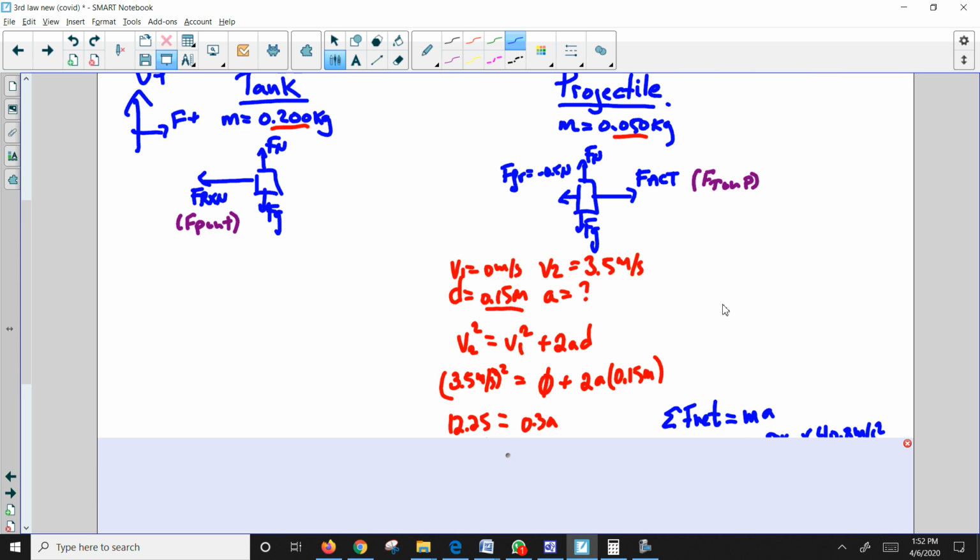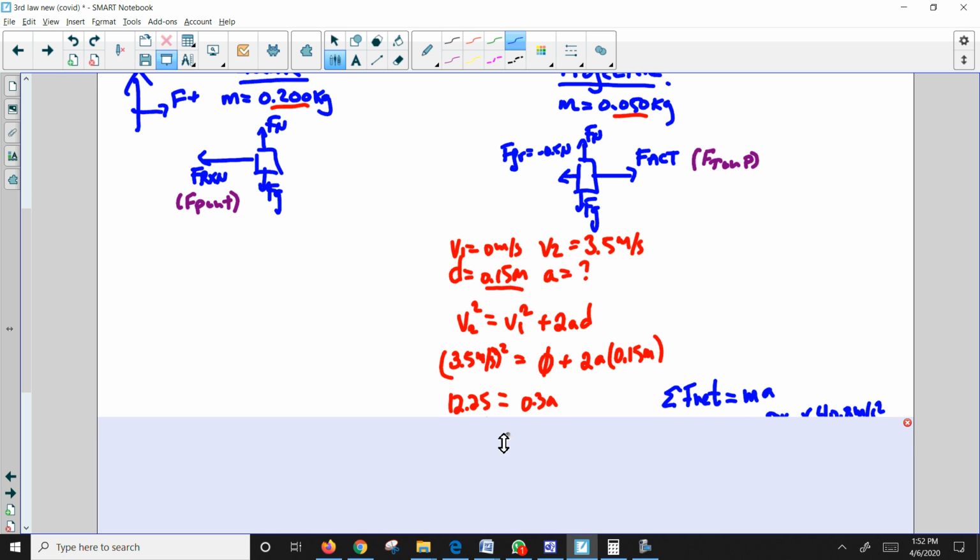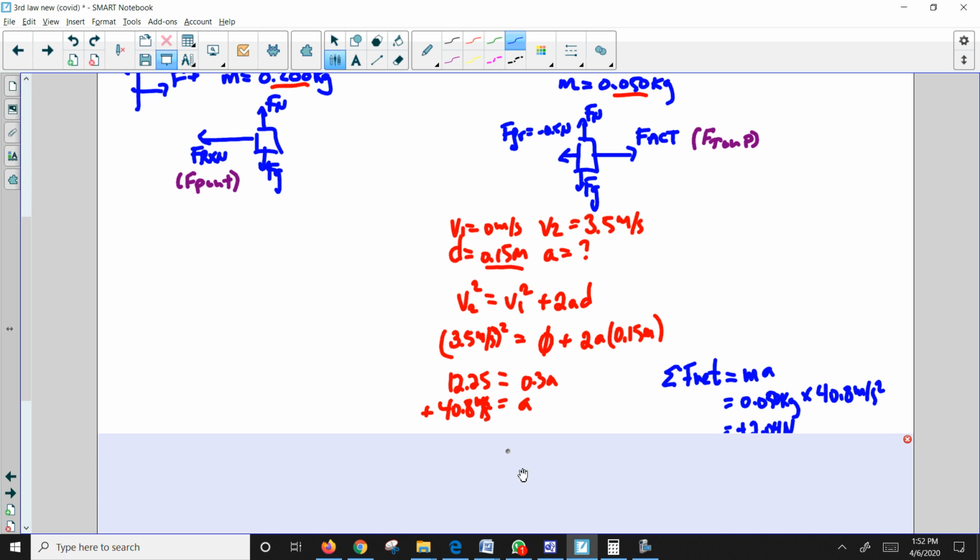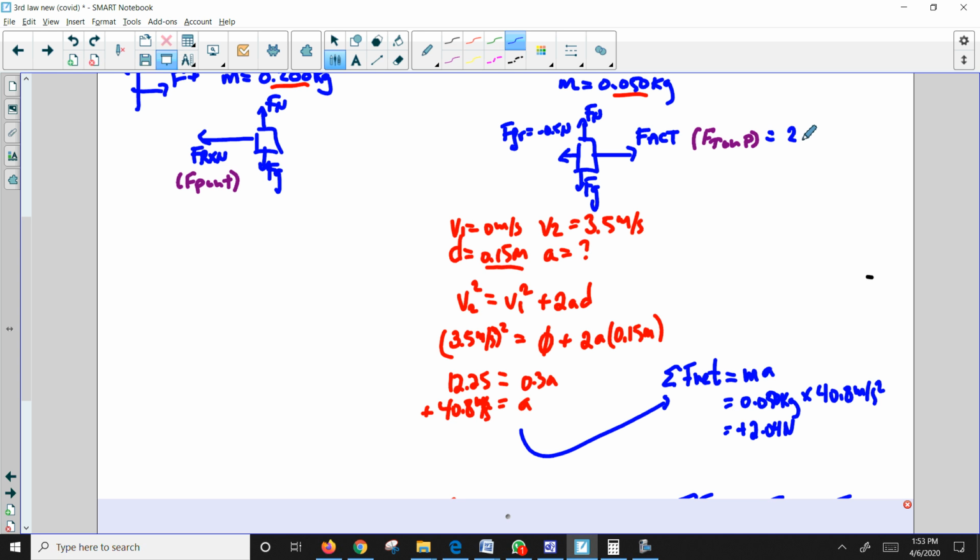Okay, so once we get the acceleration, we substitute it in here, and I'm going to find it's going to be 40.8 meters per second squared. So that's the acceleration of the projectile. Then we can determine from that the overall force, the net force. And here it's going to be 2.04 newtons forward. So I can actually add this up here if I wanted to. Or sorry, we don't know, because the sum of the forces is going to be 2.04 newtons going forward. There we go.